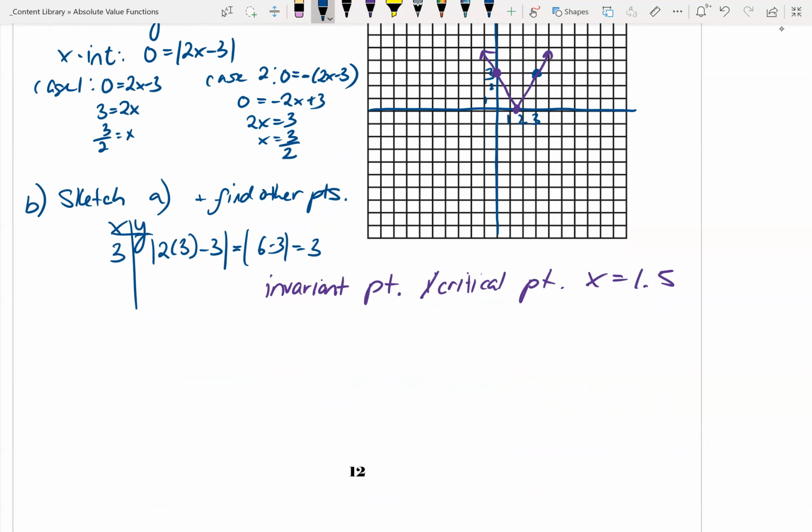Next, we're going to look at our domain and range. We can insert any x value we want into our function. For our range, you can see that our lowest y value is 0, and then it goes up from there.